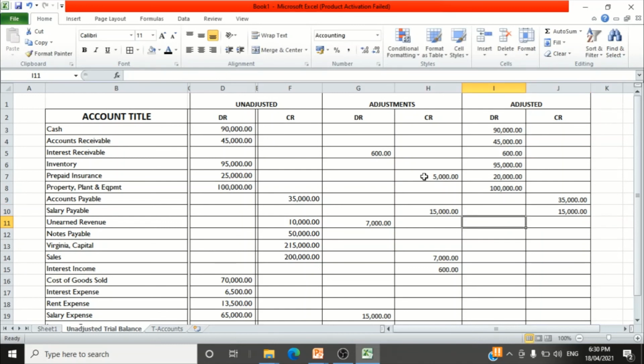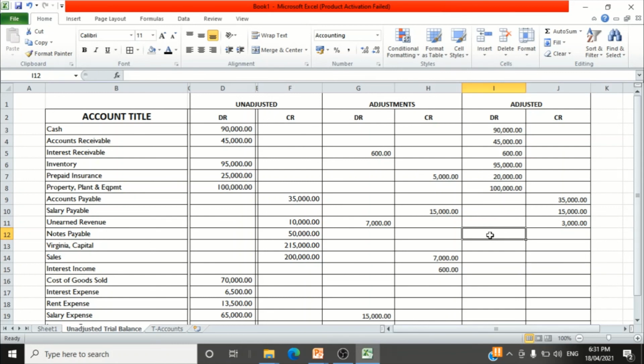Alright. And for the unearned revenue, so there is an adjustment on this part. It used to be 10,000. But since we have debited 7,000, so now it's already 3,000. So we deduct. Ito tayo sa kabila. So this is a credit side. Okay, 10,000 less the 7,000 that is debited. So we have 3,000 left. Credited amount for the unearned revenue.